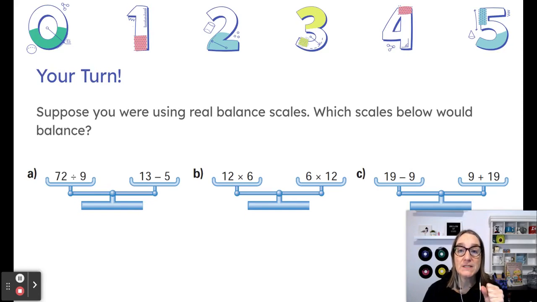Suppose you're using real balance scales. Which of the scales below would balance? Did you say A and B? If so, you got it right. Give yourself a big old pat on the back.